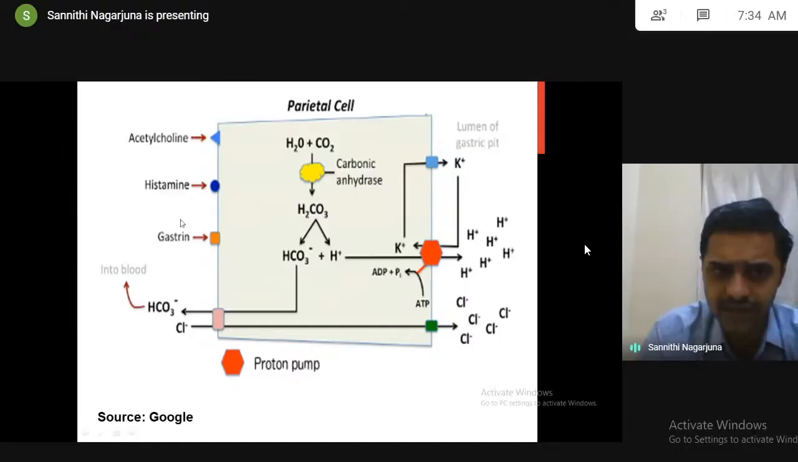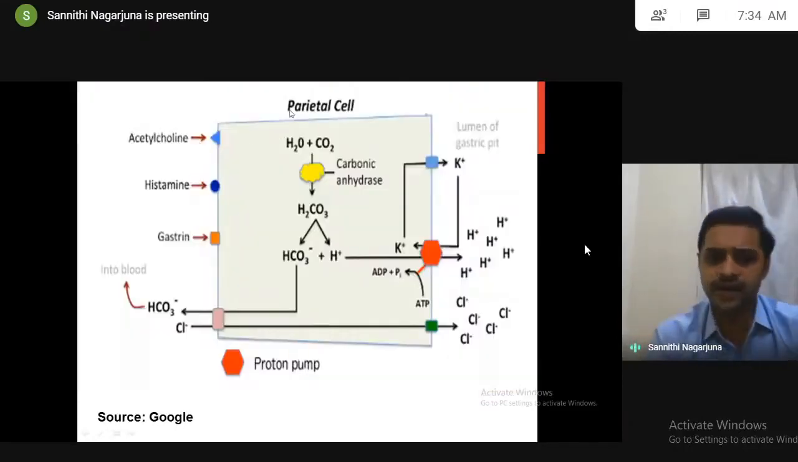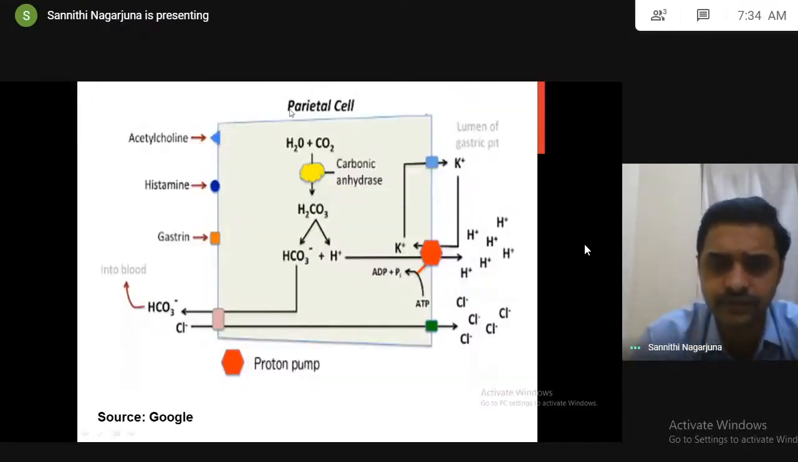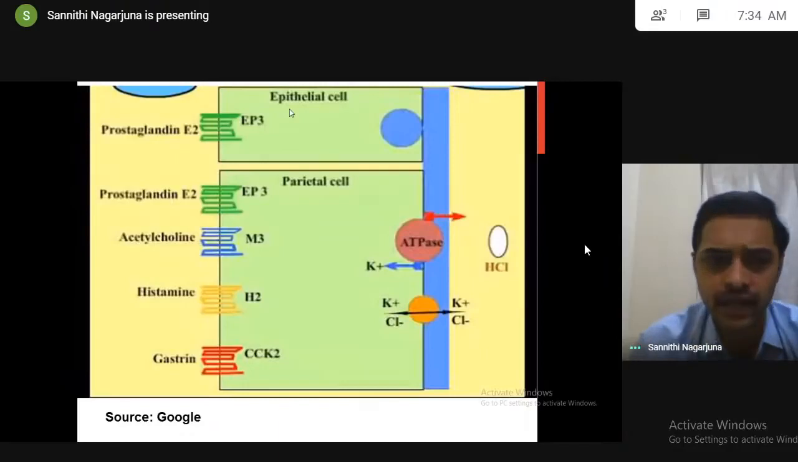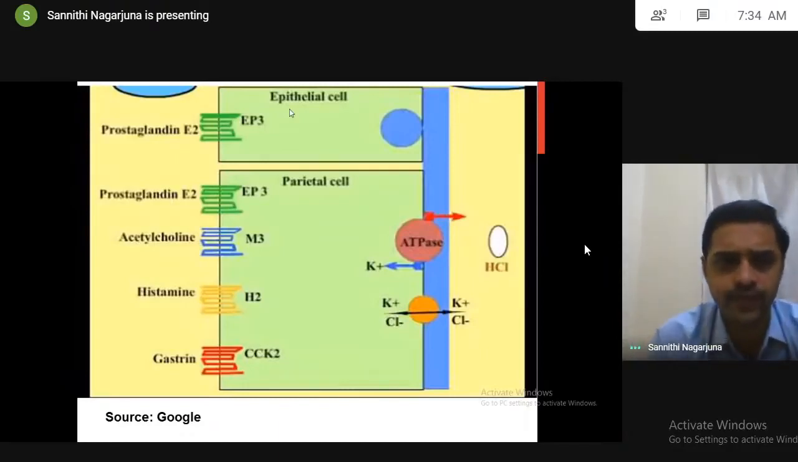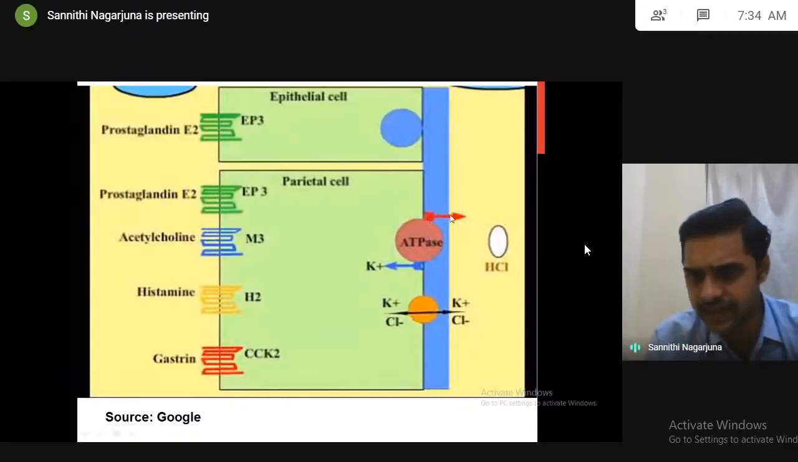How? These are all aggressive factors. I told you, acetylcholine binds to its receptors, and histamine too. Everyone has its own receptors, which are located in the parietal cells. So what are those receptors present? Let's see; yesterday itself I told you. See, H plus K plus ATPase releases H plus in exchange with potassium.